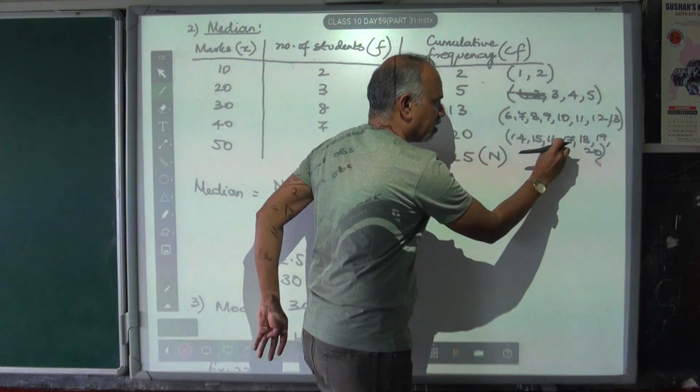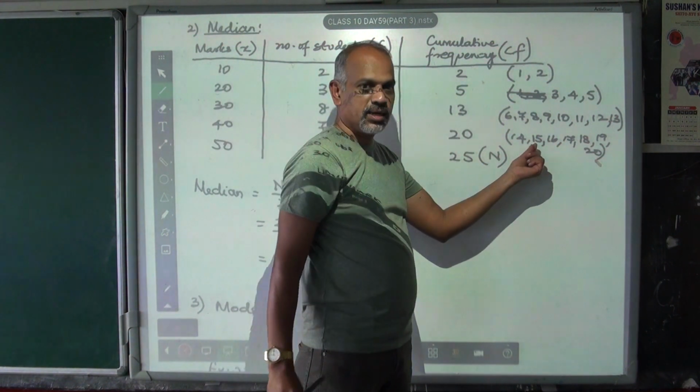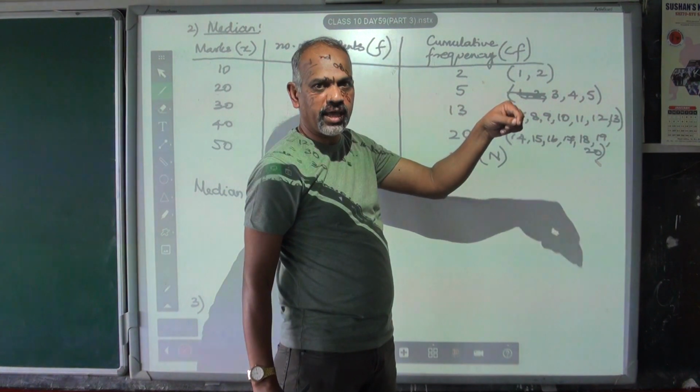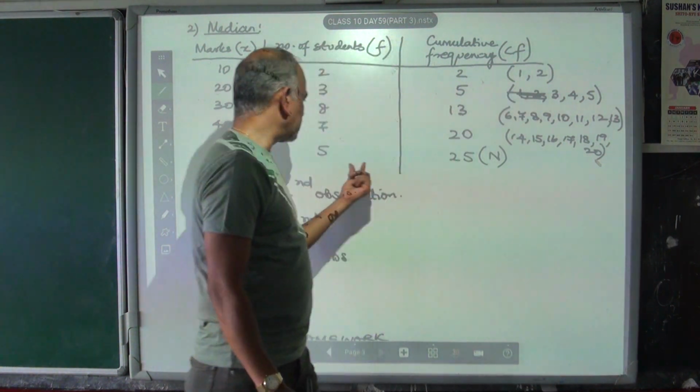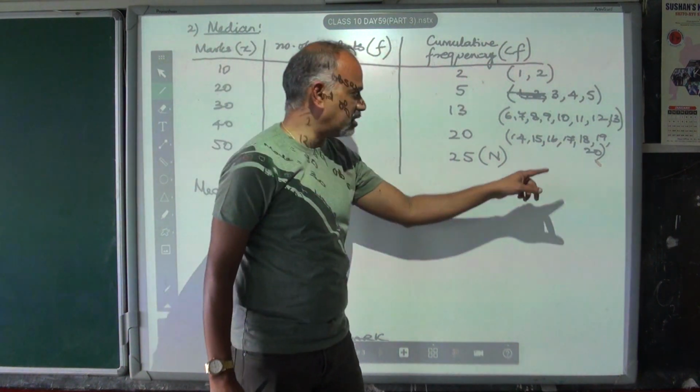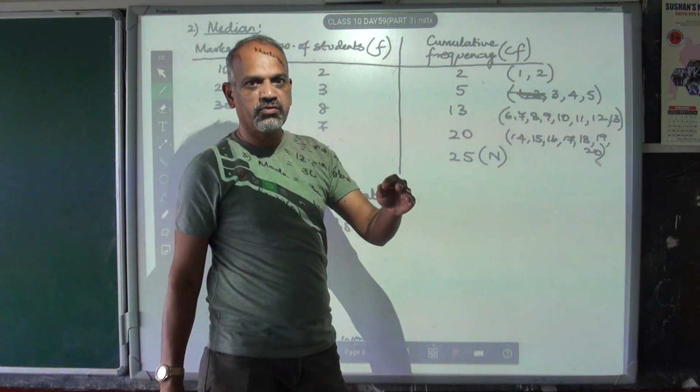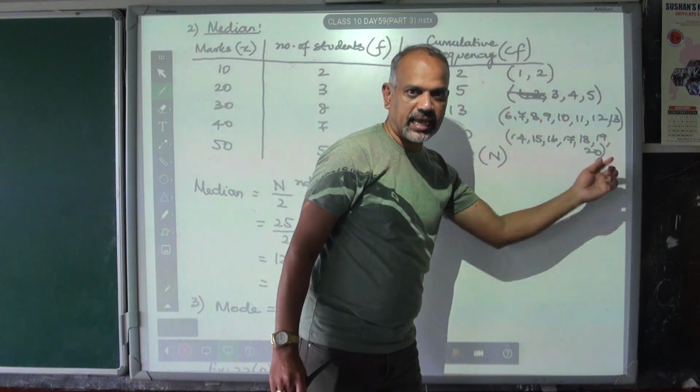This number is the number given to that student according to their marks. They are arranged in this order. And the last 5 students are present in this, that means 21, 22, 23, 24 and 25 are in the last one.